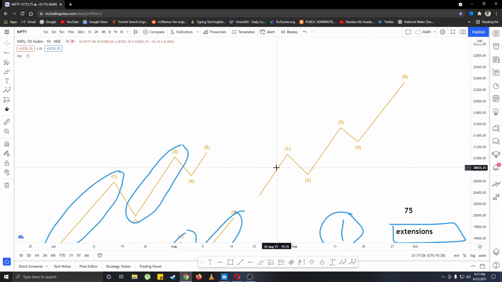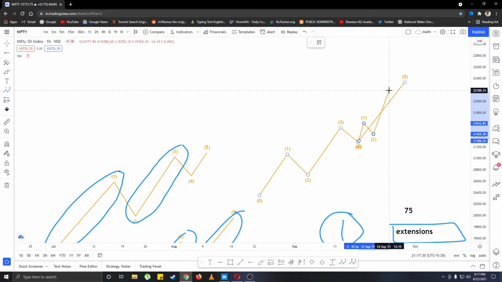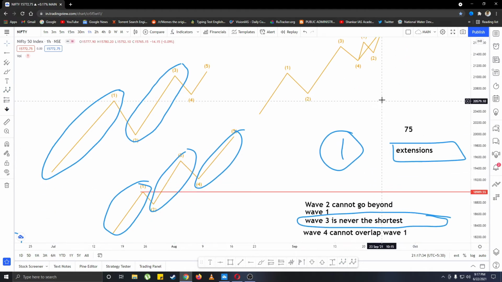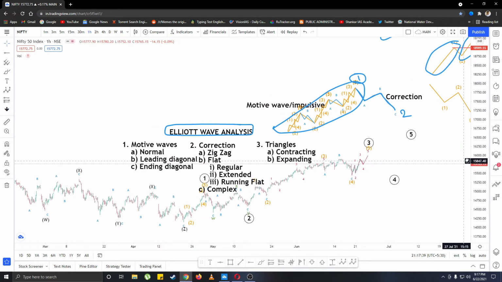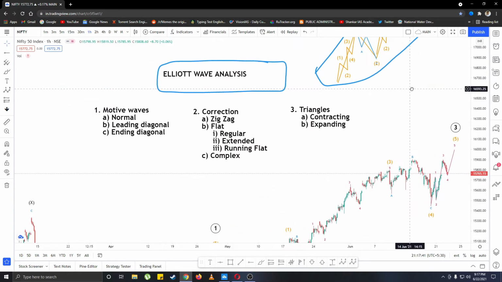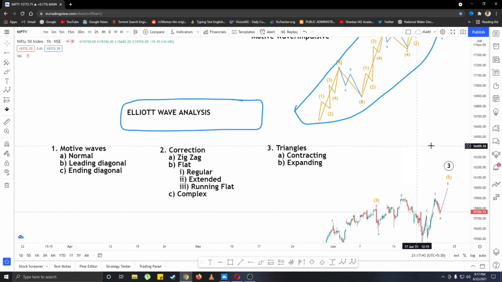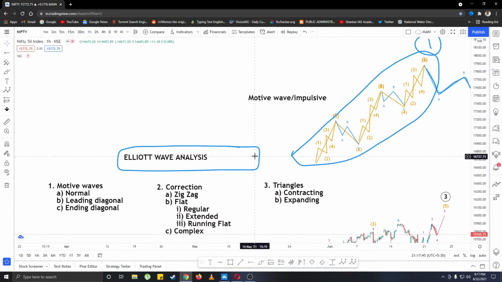So let's say if this is a count, then we can have an extension, let's say a third wave extension, within the extension of wave 5. So I hope this topic is clear. Now we will go into the types of motive waves. That is the 1, 2, 3, 4 and 5, the impulsive wave.